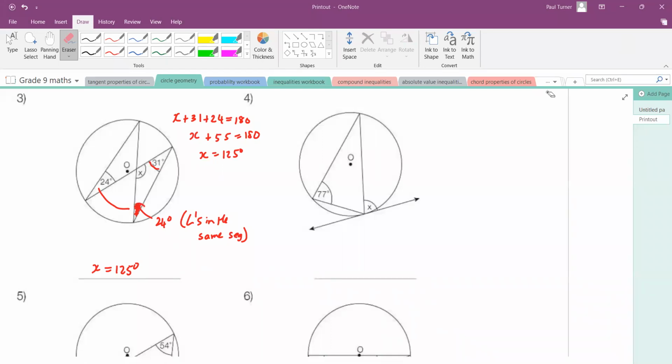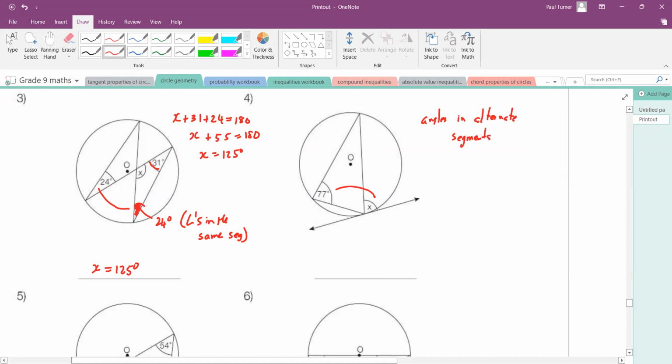So in question 4, we can use the angles in alternate segments rule. So angles in alternate segments. So this rule states that this external angle will be equal to the internal opposite angle. So basically X is 77 here.